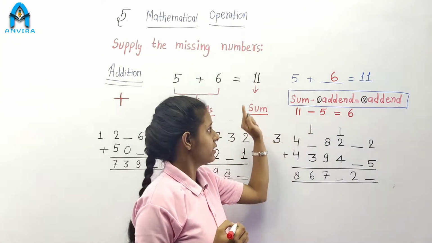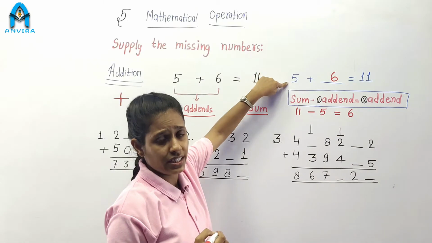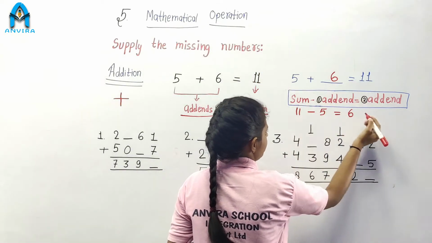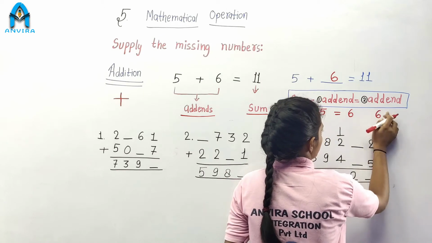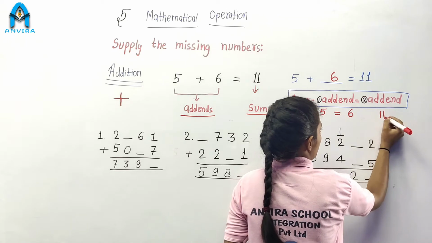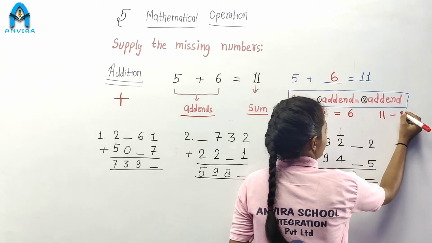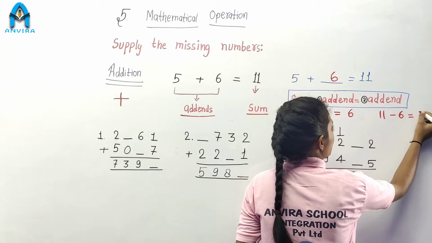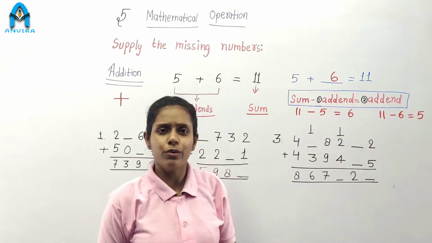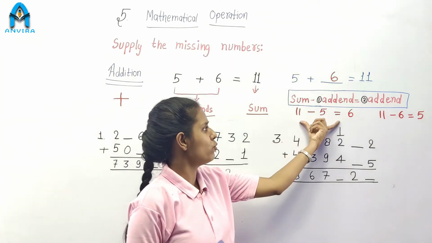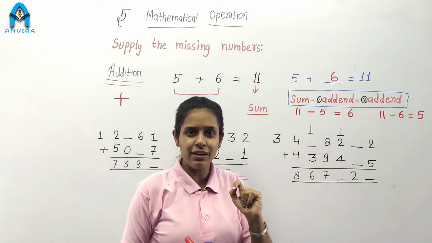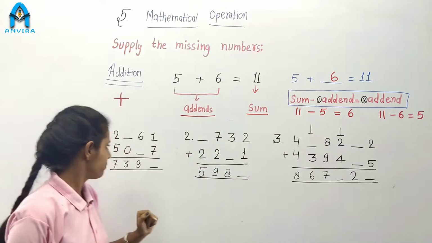Just like this, if our first addend is missing, what do we have to do? For second addend, sum minus second addend is equal to first addend. 11 minus 6 is equal to 5. The same rule is followed in all of these questions. Let's start with our first question.